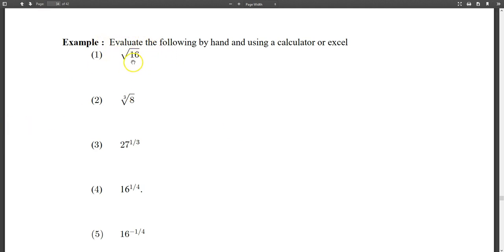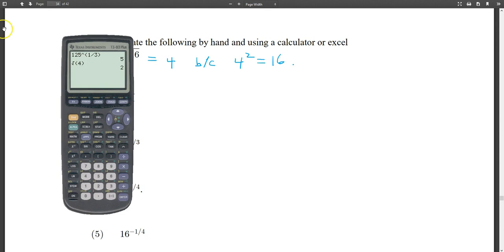So let's evaluate these by hand and then using a calculator as well. What would the square root of 16 be? Well, that's going to be 4, because 4 squared gives you back 16. So evaluate that on a calculator, like the TI. Square root 16, close parenthesis off, you get 4.